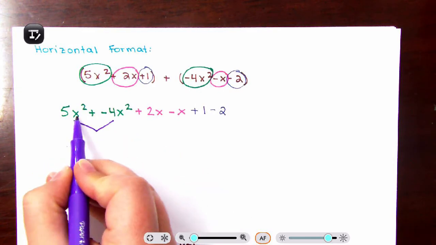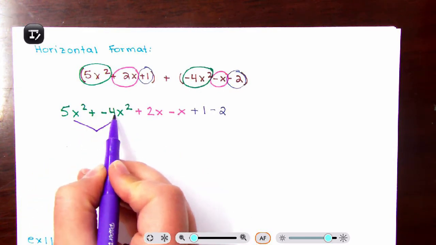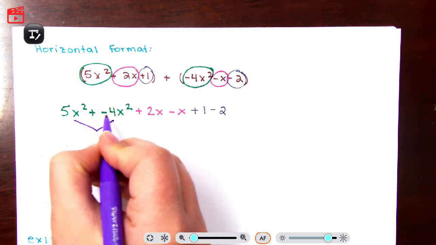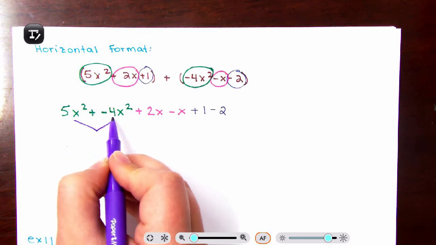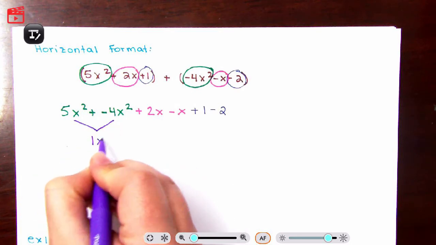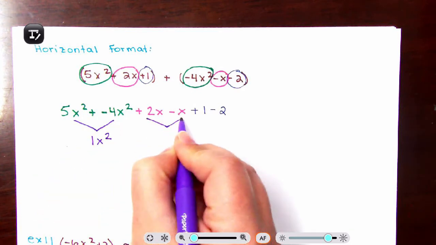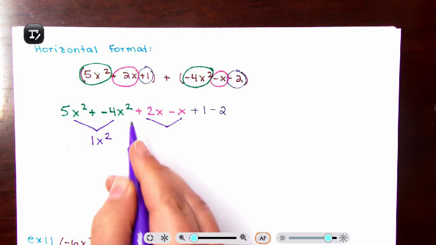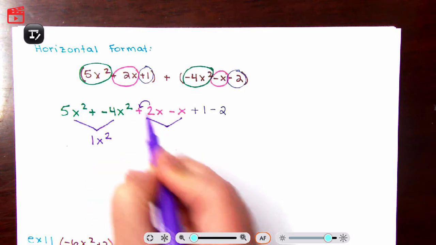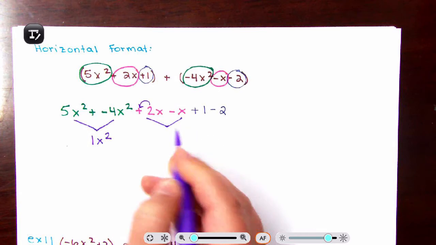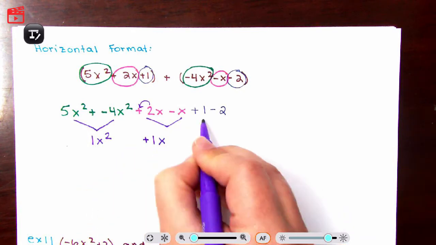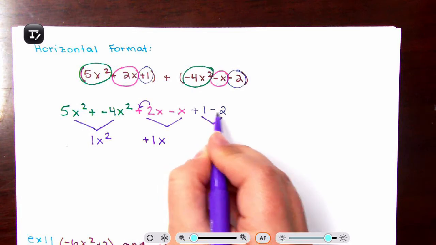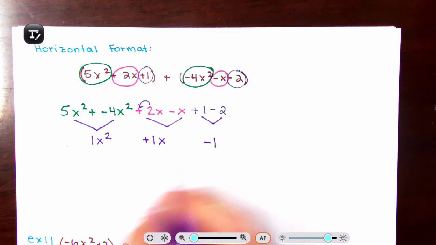So I have 5x squared plus a negative 4x squared. If you don't wish to put this plus and just leave it as a minus, that's fine. So this is 5x squared minus 4x squared. That means I have 1x squared left over. Combining these two terms, I have a positive, remember, the symbol is in front, positive 2x minus 1x. That means I have a positive 1x left over. And here I have a constant of 1 minus 2, which is a negative 1.